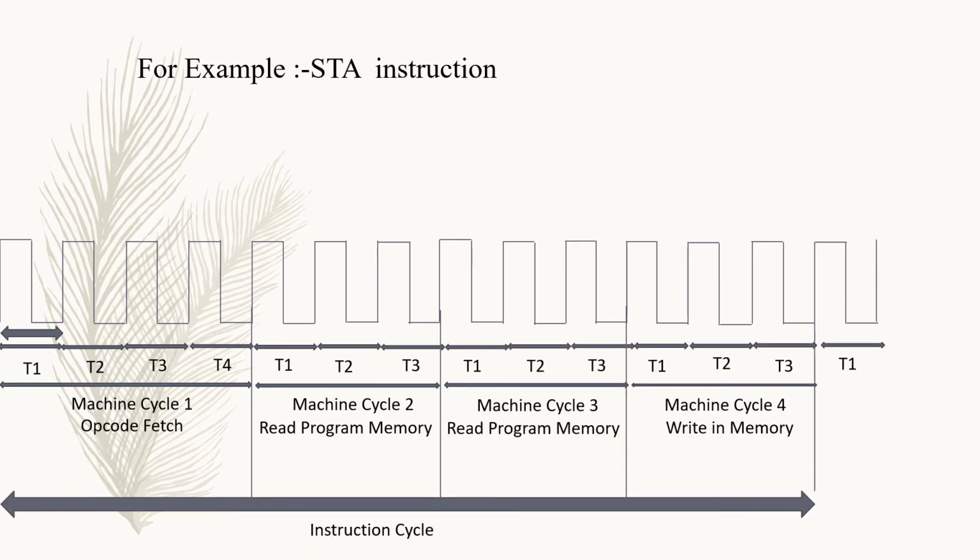Now let's consider the third machine cycle. The third machine cycle again consists of 3 T states, which is used to read the program memory. And lastly we have the last cycle, T1, T2, T3. So this is my machine cycle 4 which is used to write in the memory. The first was to fetch the opcode, the second and third were to read the data, and lastly the fourth was to write the data inside the memory.